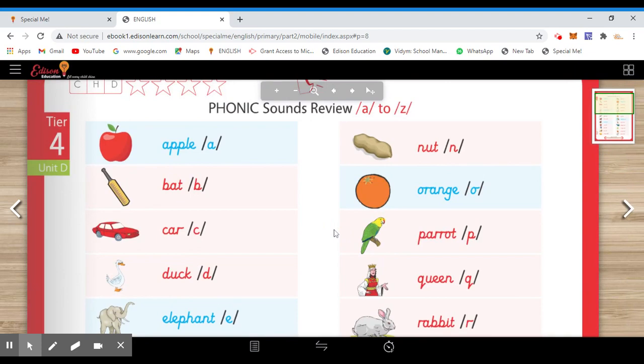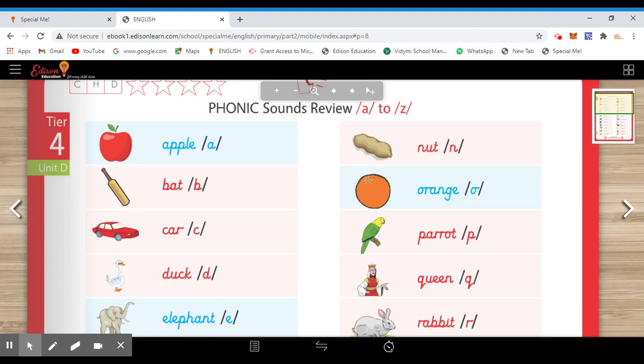So, now, students, today we are going to start the revision of our English subject, right? So, in our today's session, we are going to revise the phonic sounds. Okay, so now look at the first picture. What is this? This is an apple. A apple.